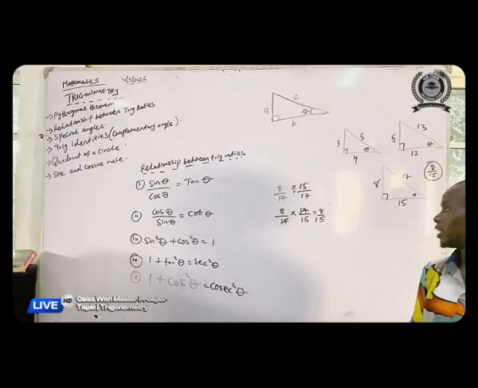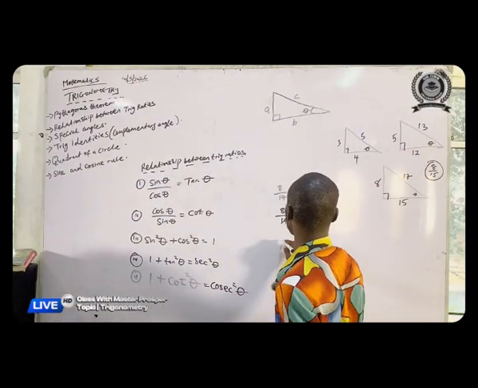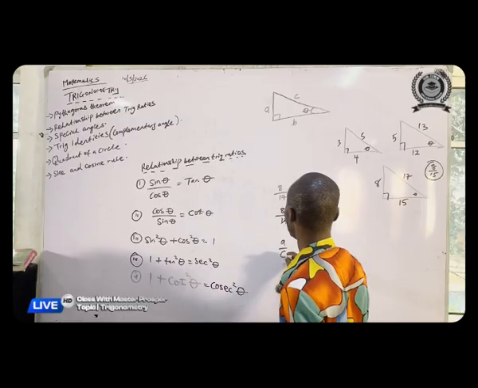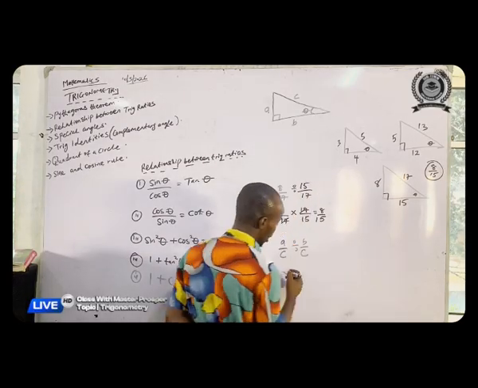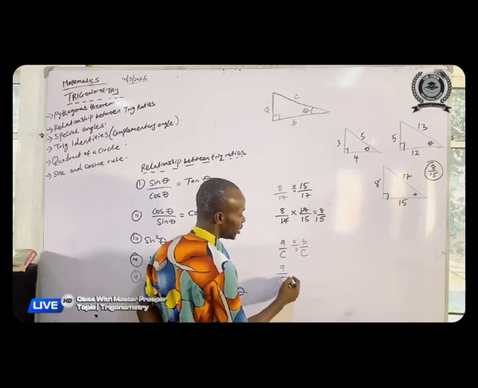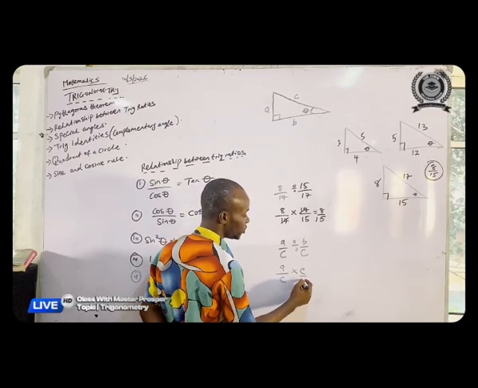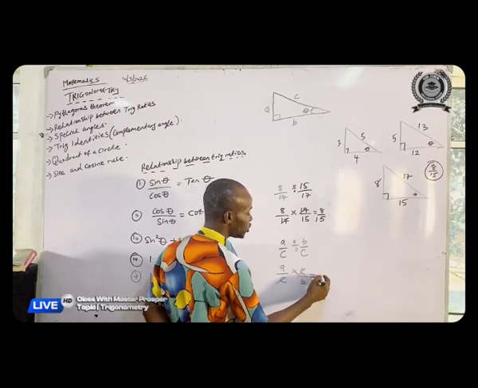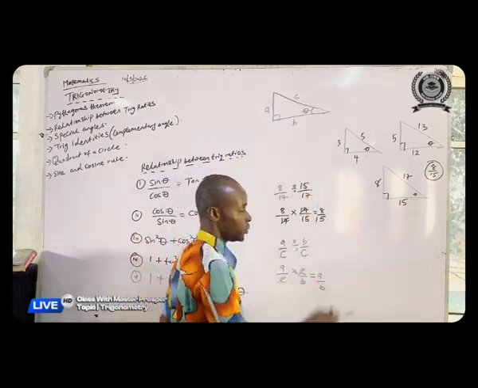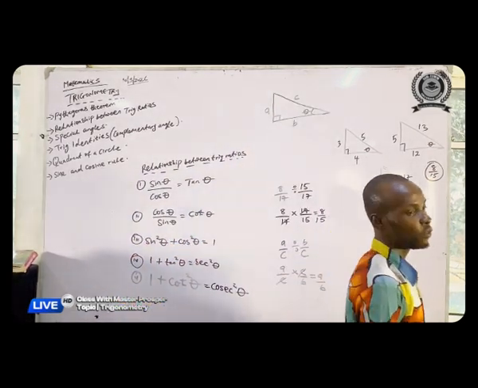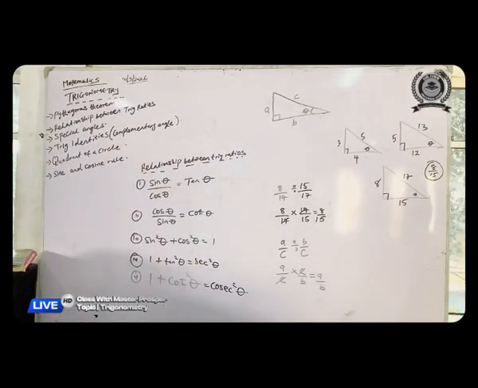Now using an alphabet, sin theta is A over C, divided by B over C. I'm now having A over C times C over B. If I divide, I'm having A over B. And my tan theta is A over B.